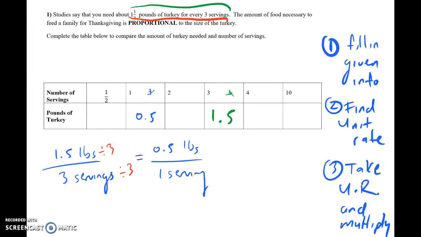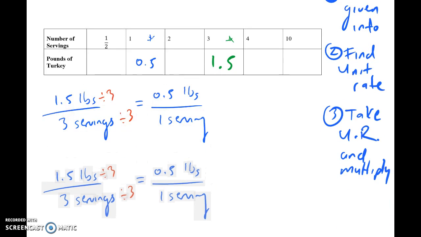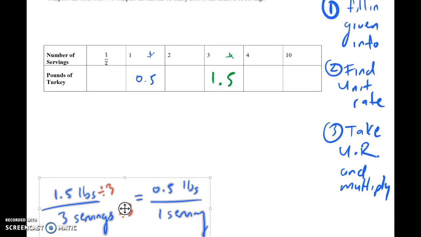Alright? Oops, let me just move this down because we're going to need a little bit more space. Okay? So now that we have the unit rate, which is again 1 serving and 0.5 pounds, we can now take this and multiply it to be anything we want it to be.